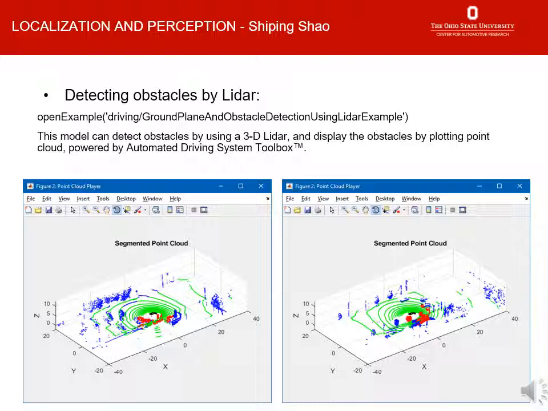The second example is detecting obstacles by LiDAR. In this model, it can detect obstacles by using a 3D LiDAR and display the obstacles by plotting a point cloud. We can use the shape of the point cloud to detect whether the obstacle is a vehicle or something else, or pedestrians. And this model is powered by Automated Driving System Toolbox.